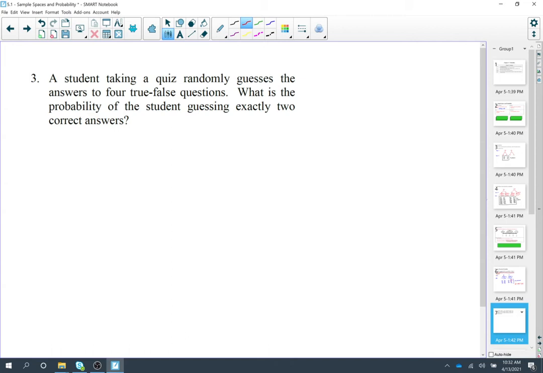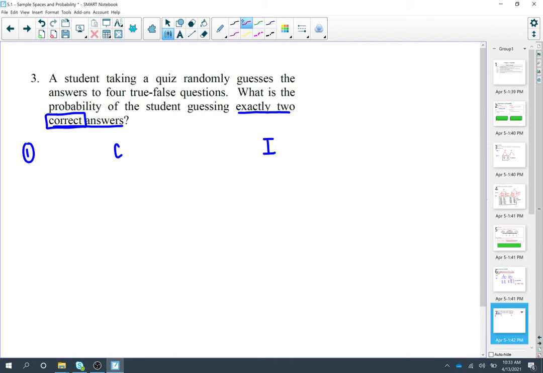There's 4 questions. So we have to first find our sample space, and I'm going to start with question 1. On question 1, he can guess true or he can guess false. But really it's asking us about him guessing exactly 2 correct answers. So really I want to know, yes, he guessed true or false, but did he guess it correctly or did he guess it incorrectly? So on the first question, he could either guess correct or he could guess incorrect, and I'm going to use a C and an I.